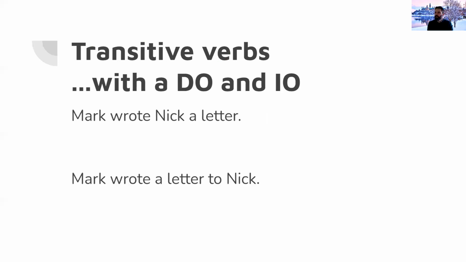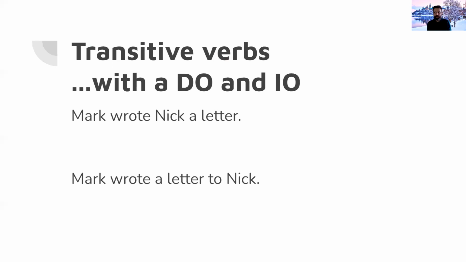Let's talk about transitive verbs with a direct object and an IO, or indirect object, as well. So this is where we've got one object, but it's to another object as well. Here's an example. Mark wrote Nick a letter. Take a moment and think about this one. What is the direct object? What is it that Mark is writing? Is Mark writing Nick or is Mark writing a letter? Another way to rearrange the grammar of this sentence is: Mark wrote a letter. That's the direct object, the letter. That's what he's writing. But he's writing the letter to Nick.